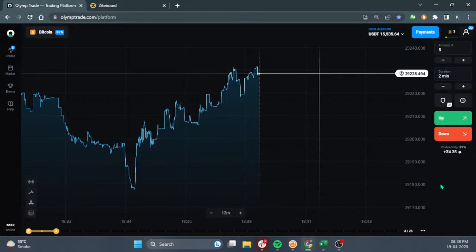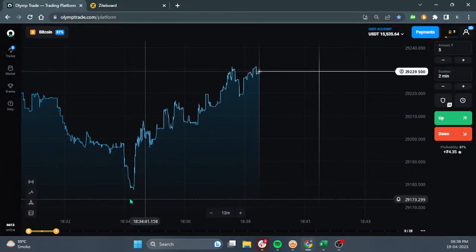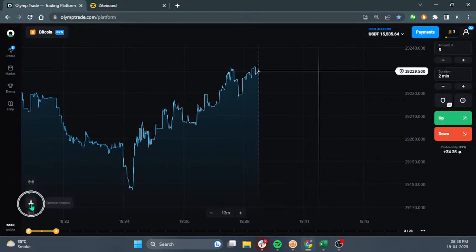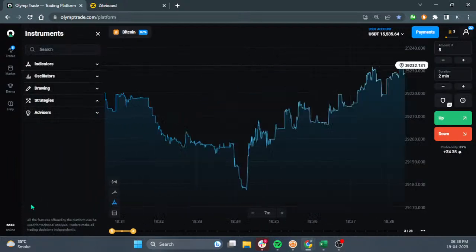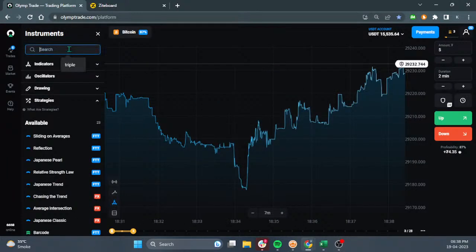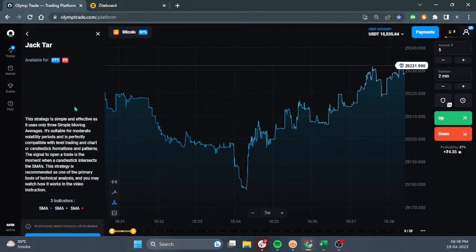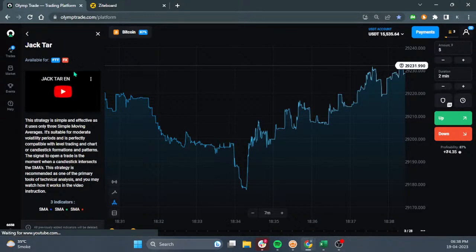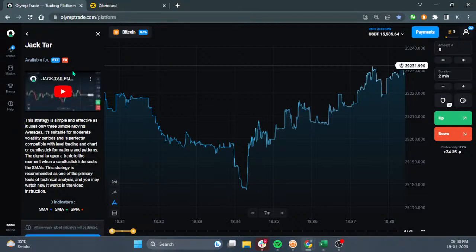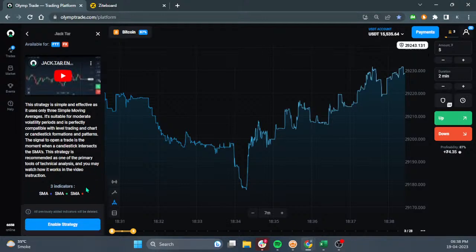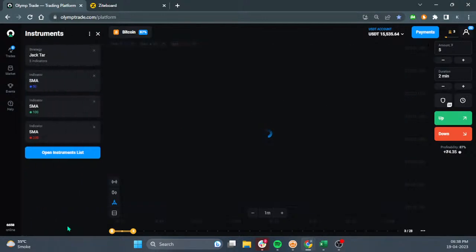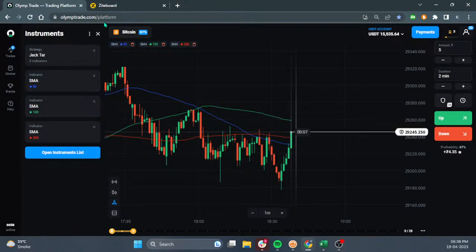So let's move further. Let's talk about the strategy that we are here to talk about. You can go over here, technical analysis, and here we can search for Jack. As you can see, it's available for both fixed time and forex. So if you are someone who's a bit passionate about forex trading, you can use this there as well. And what is JACTA primarily? JACTA primarily is composed of 3 SMA, simple moving average indicators.